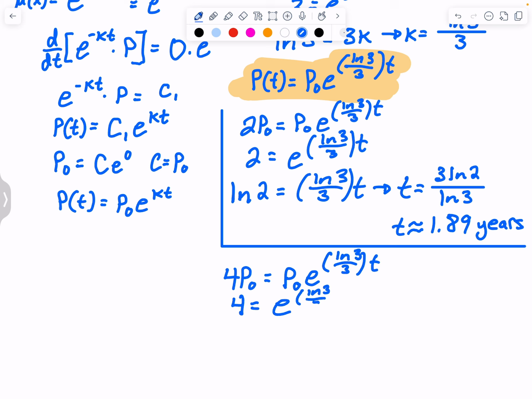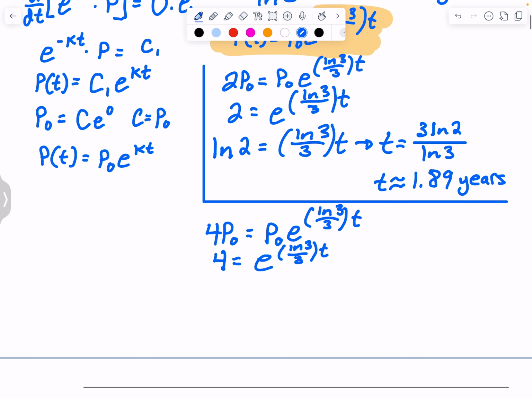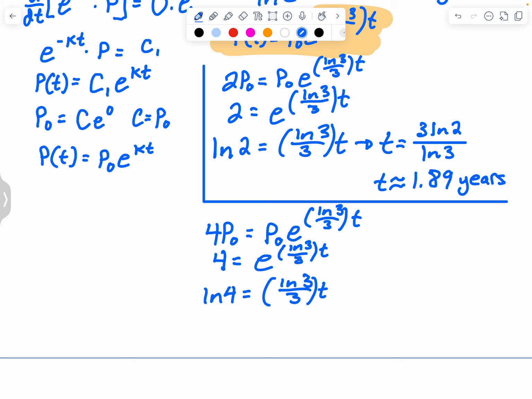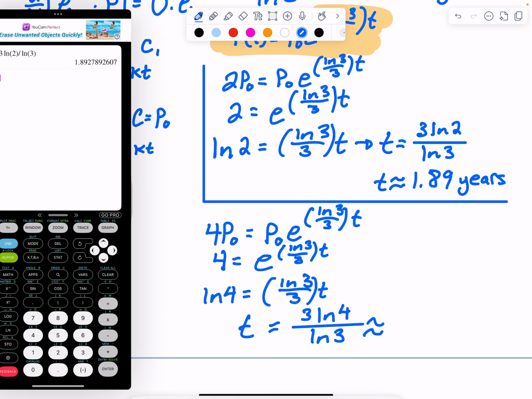ln of 3 over 3 times t. So I get ln of 4 equals the ln of 3 over 3 t. Some of you guys probably could have just written down the answer using a pattern. So this is going to get me 3 ln of 4 over ln of 3. And that shouldn't be approximate there. That's exact. So this is equal. Now I get my approximate.